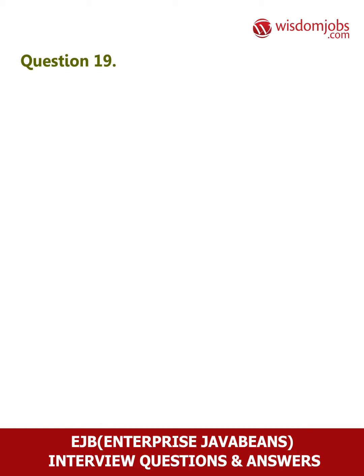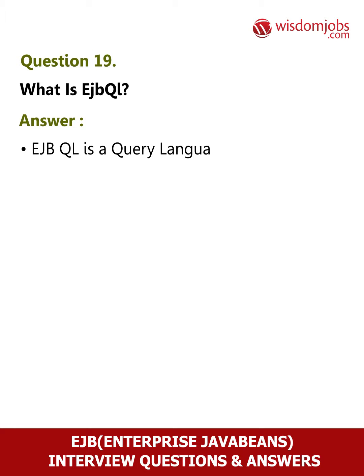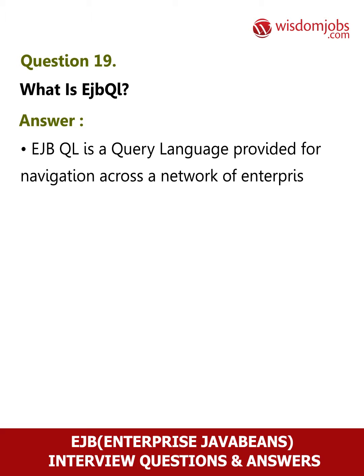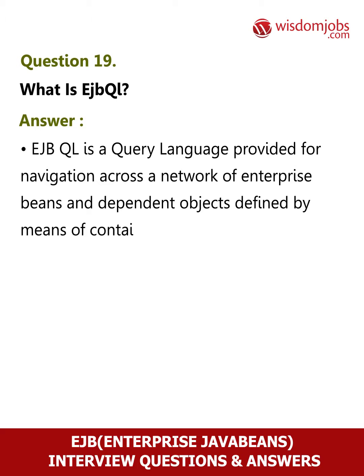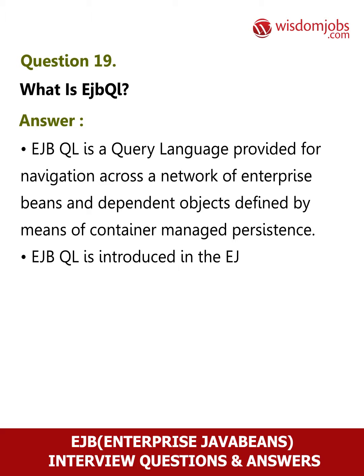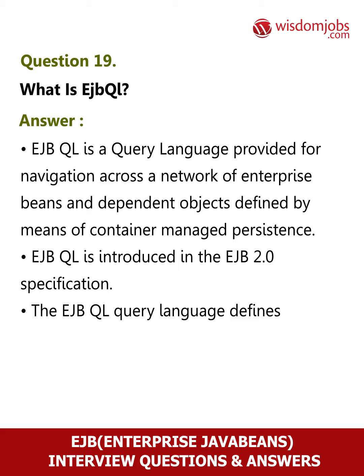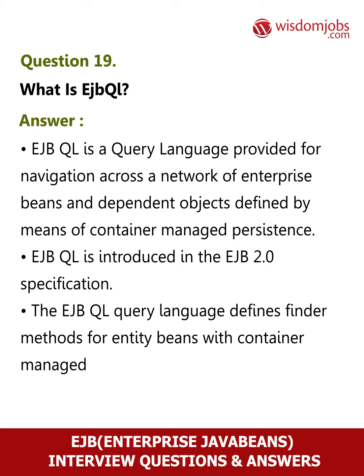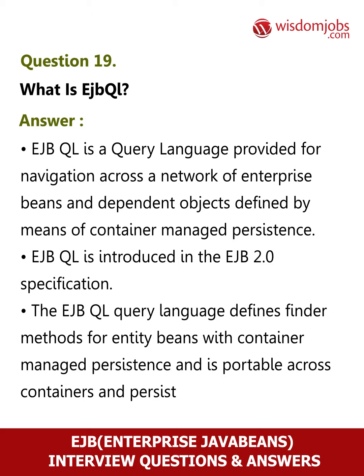Question 19. What is EJBQL? Answer. EJBQL is a query language provided for navigation across a network of enterprise beans and dependent objects defined by means of container-managed persistence. EJBQL was introduced in the EJB 2.0 specification. The EJBQL query language defines finder methods for entity beans with container-managed persistence and is portable across containers and persistence managers.